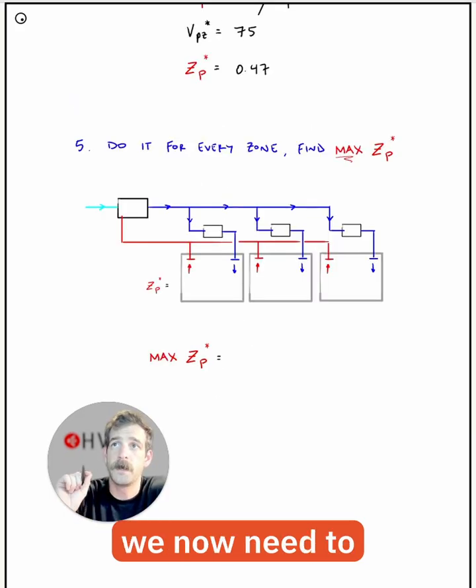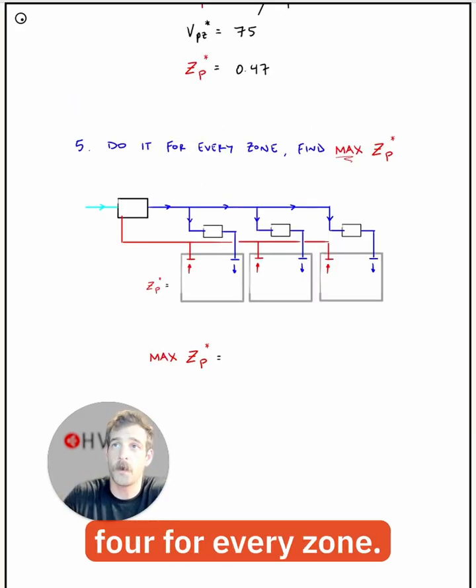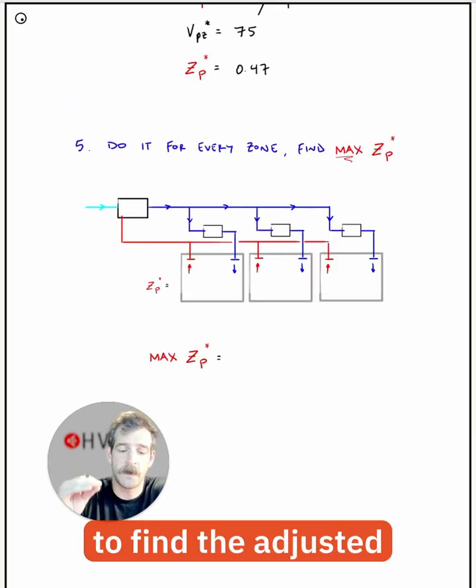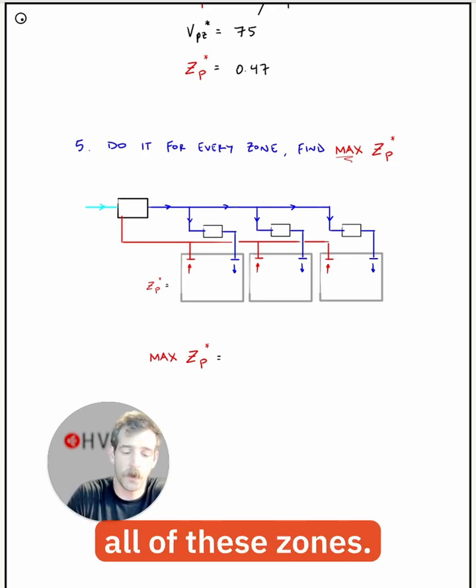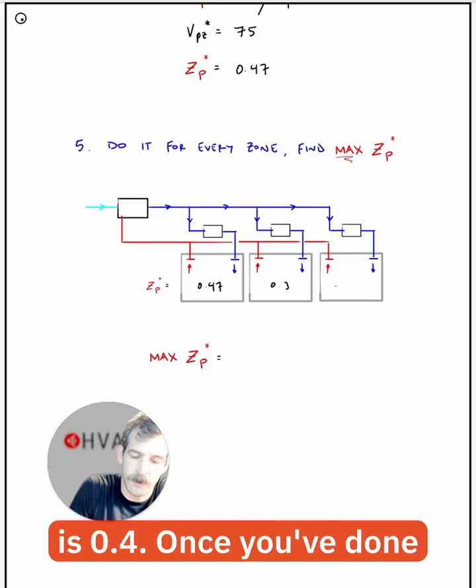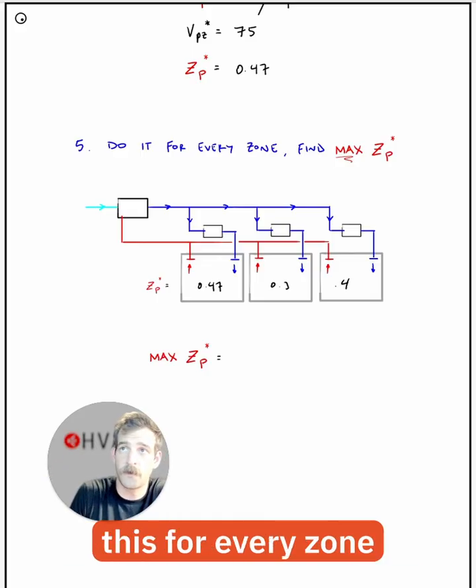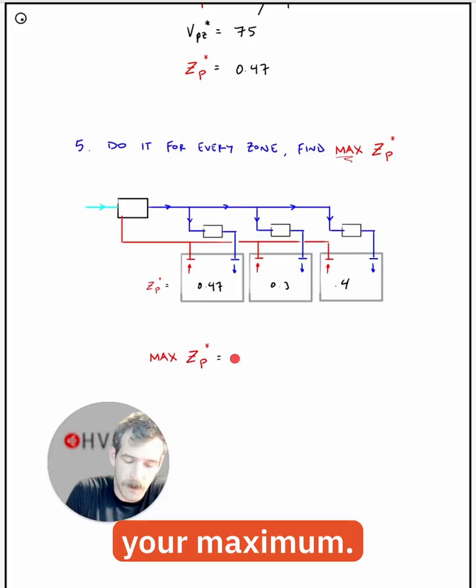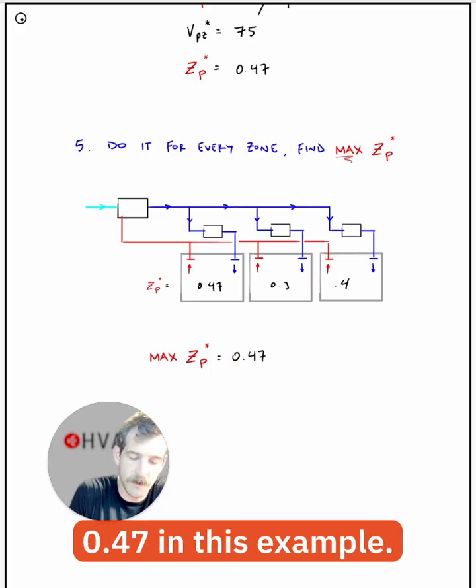Step 5, we now need to do steps 1 through 4 for every zone. We need to find the adjusted outdoor air fraction for all of these zones. So this one is 0.47. Let's say this one is 0.3, and this one is 0. Once you've done this for every zone in your system, you can find your maximum. I'm going to stick with 0.47 in this example.